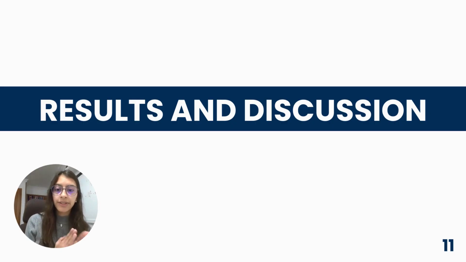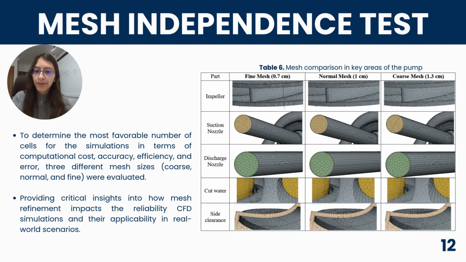Now we're going to talk about the results obtained from the simulations mentioned before, and we're going to do a discussion of the results obtained. First of all, in order to determine the most favorable number of cells of the simulation in terms of computational cost, efficiency, error, and accuracy, three different mesh sizes were evaluated, including coarse, normal, and fine, as we can see in Table 6. The results obtained from these simulations provide critical insight into how mesh refinement impacts the reliability of computational fluid dynamic simulations and also the applicability in real life scenarios.